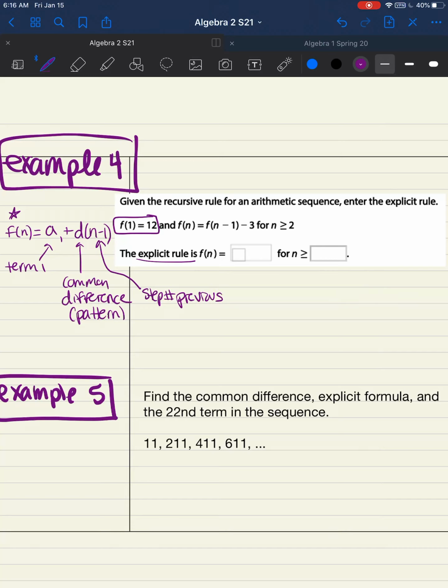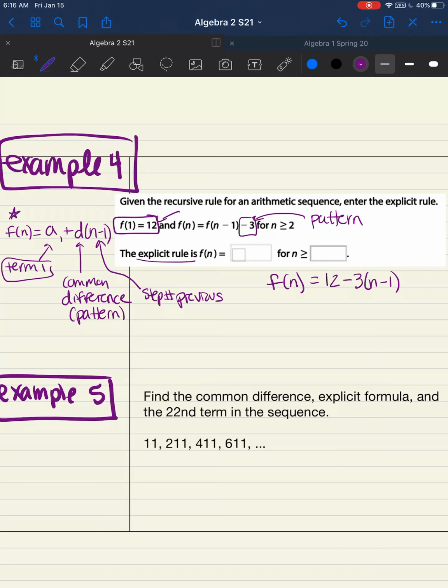All right. So when we write the explicit rule, I'm going to use that formula I just showed you. And this is term 1. Well, what's term 1? It is 12. And then what is our common difference? Remember, it's the pattern. You're subtracting 3 every time from the previous term, so it's going to be minus 3 times n minus 1. And that works every time. Even if you're given f of 0, you can use this rule or formula.